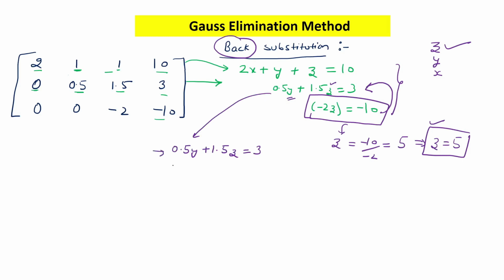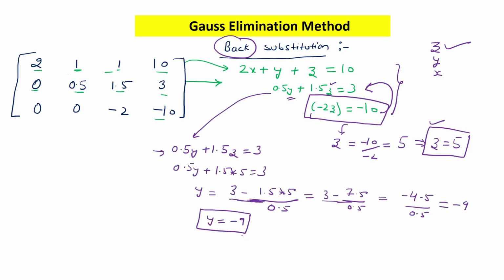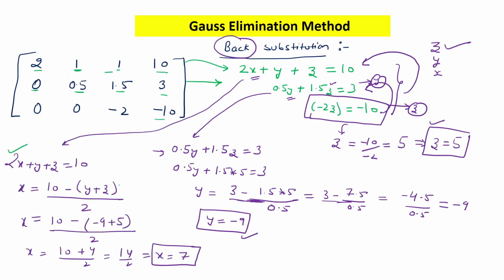So if I put z into this, you will get y equal to minus 9. Now you put the value of y and the value of z you are getting from here into this first equation, and you can simply find the value of x. So I wrote this first equation here and solved it, and finally I got x equal to 7. So my x is 7, y is minus 9 and z is actually 5.